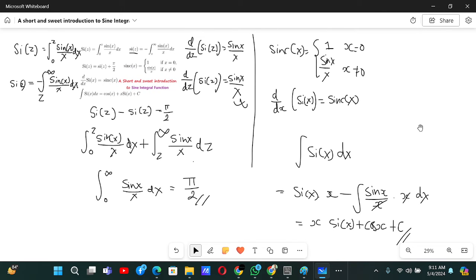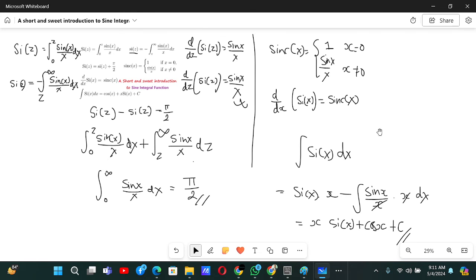So these are the things that basically introduce the sine integral function. After these definitions, we are almost ready to deal with integrals involving the sine integral function. So I hope that this makes sense.